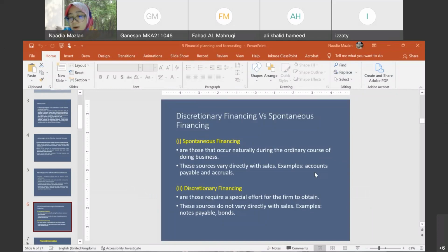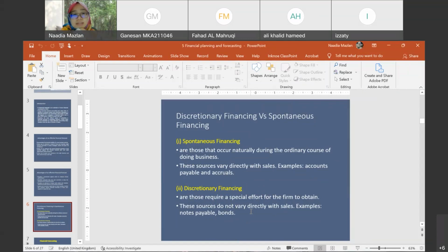So remember that our financing just now is discretionary, right? Because we need to find another way to get that money. Just now we have to add another 500. So we have to find that 500 using discretionary financing. Meaning maybe we have to borrow from the bank, ask for loans, or maybe issue another type of stocks in order to add it up.